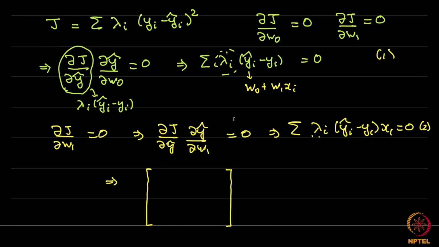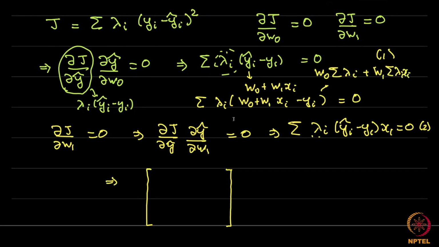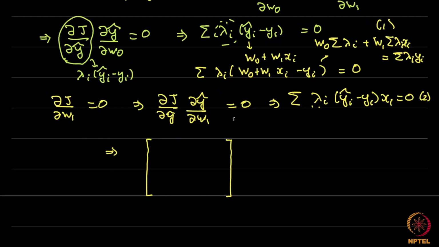But if you open this up, let me just open this up just for one case. Lambda i (W0 plus W1 xi minus yi) equal to 0. So the first equation is going to become W0 times sum of lambda i plus W1 into sum of lambda i xi, that comes from here. And this term moves to the right hand side and you will get equal to sum of lambda i yi. So if I write this in matrix form, just like last time, I have W0, W1. So you will see that the first term is multiplied by sum of lambda i.